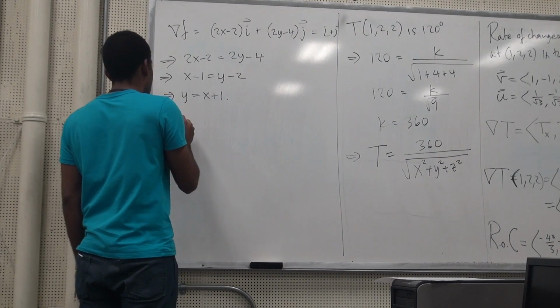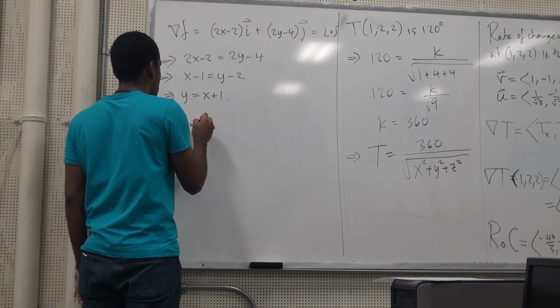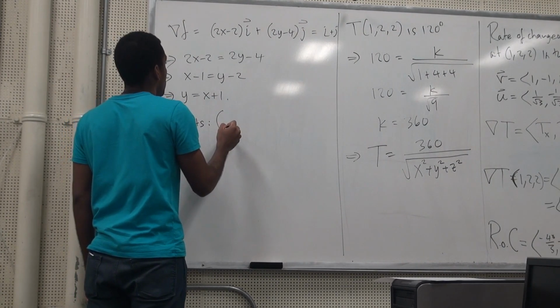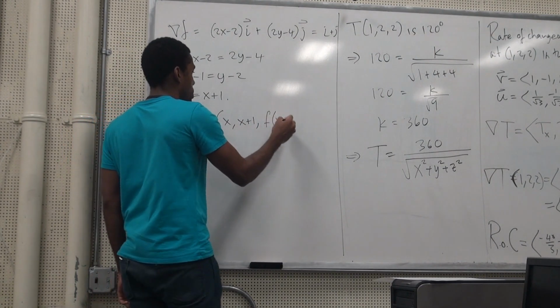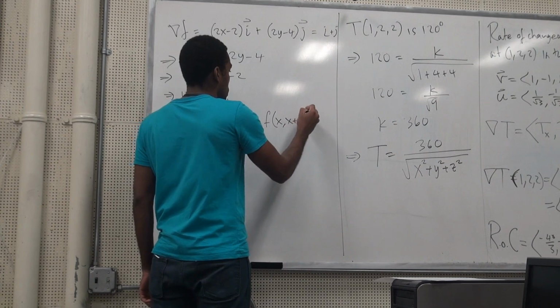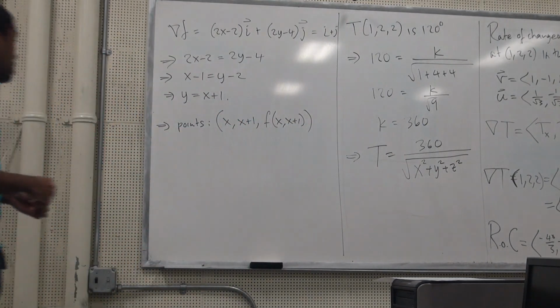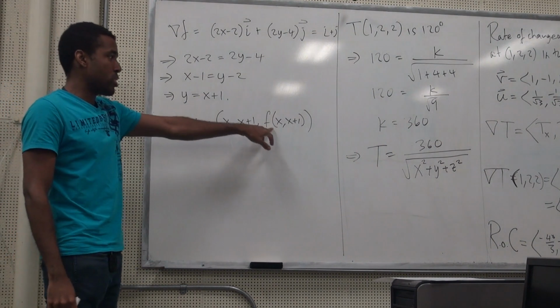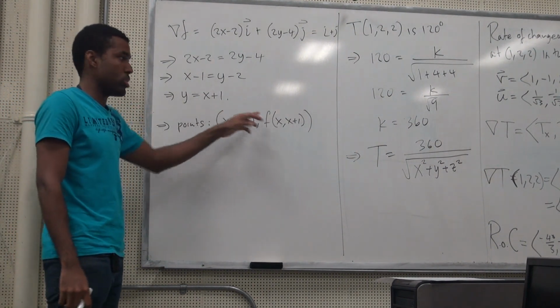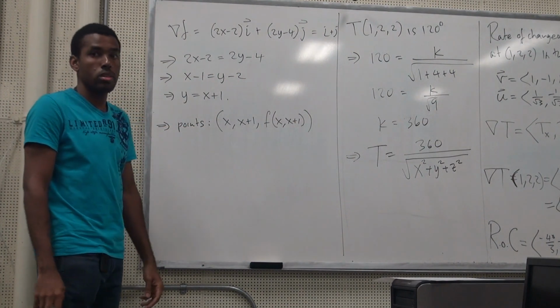So the points will look like what? All points on the line x, x plus 1, f of x, x plus 1. You have to make sure that they're on the line. In addition to that, you could just scale this, so you know that all points are parallel to this also. But you'd have to make sure that your z coordinate matches with the points you pick.